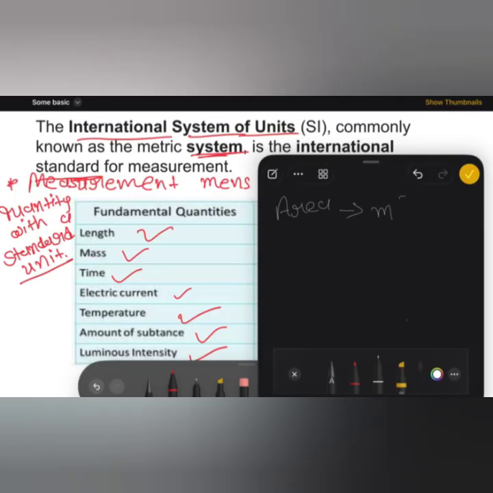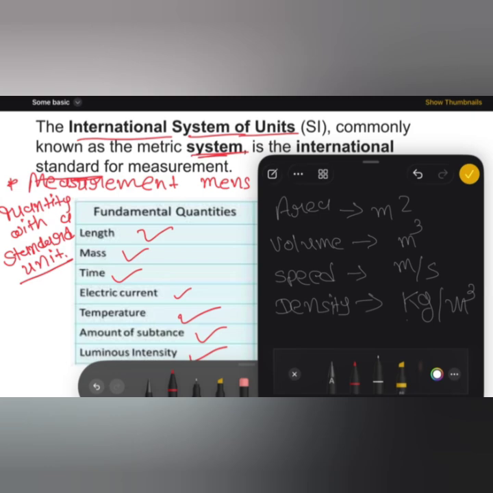Area, it's meter square. Next, volume, it's meter cube. Next is speed, we call it meter per second. And then density, we call it kilogram per meter cube.